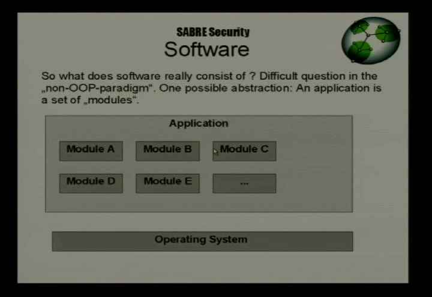So what does software really consist of, and what would be a proper way of abstracting a bunch of functions that just get thrown in your face into something that makes more sense? Well, one possible abstraction would be that an application is a set of modules. Like you have the network interaction module, the packet parsing module, the authentication crypto module, and so forth. These modules interact with each other and with the operating system, and they're strung together to form an application.